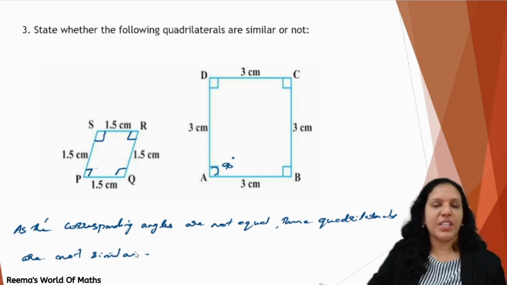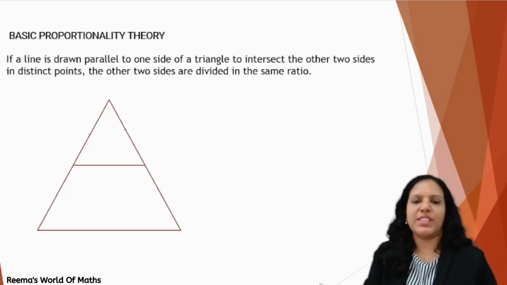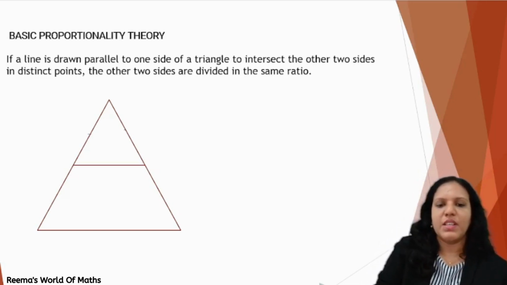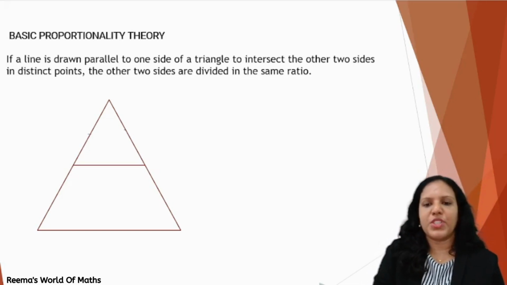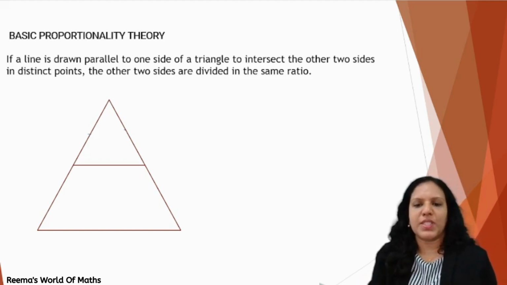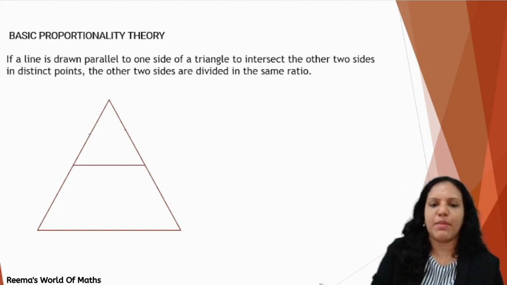So let's continue the chapter explanation. Now let's see the basic proportionality theorem, which is called BPT. Let's see the definition first. The definition of basic proportionality theorem is: if a line is drawn parallel to one side of a triangle to intersect the other two sides in distinct points, the other two sides are divided in the same ratio. This is the definition of the basic proportionality theorem, which we call BPT.